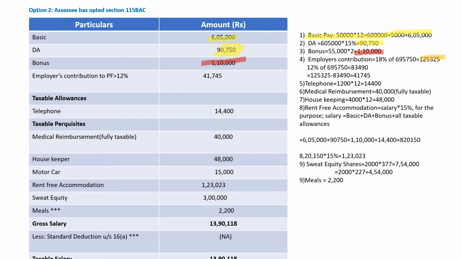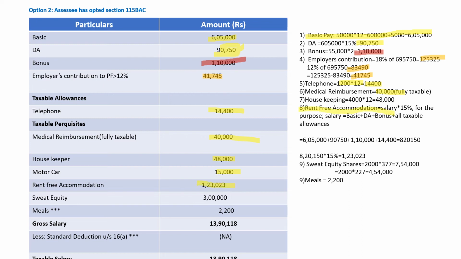18% of basic plus DA is this, and 12% of basic plus DA is this, and therefore the difference between those two is 41,745. Then taxable allowances are 1200 into 12, 14,400, the same amount I have written here. And medical reimbursements of 40,000 are fully taxable, that is a known fact. And then housekeeper salary is 48,000. Motor car allowances are 15,000, as we know. And rent free accommodation is being calculated here.